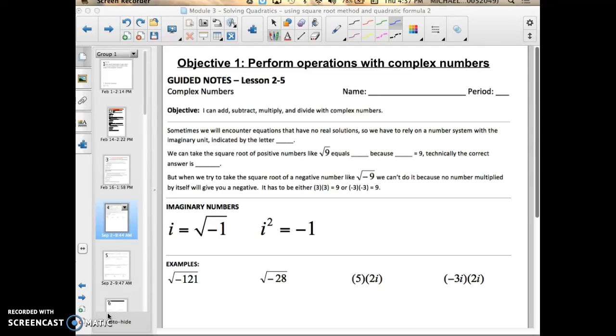Now, before we begin actually doing that, we need to talk about what a complex number is. Up until now, we've been solving with factoring strategies, and those solutions that we've been working with have all been real numbers. They're x-intercepts, they hit the x-axis. Sometimes, though, we will encounter equations that have no real solutions. So mathematicians, way long ago, had to create a whole new set of numbers to satisfy this situation. So they had to rely on a number system with the imaginary unit indicated by the letter i.